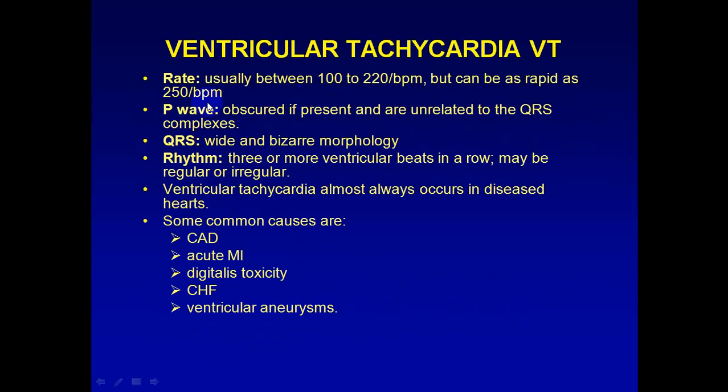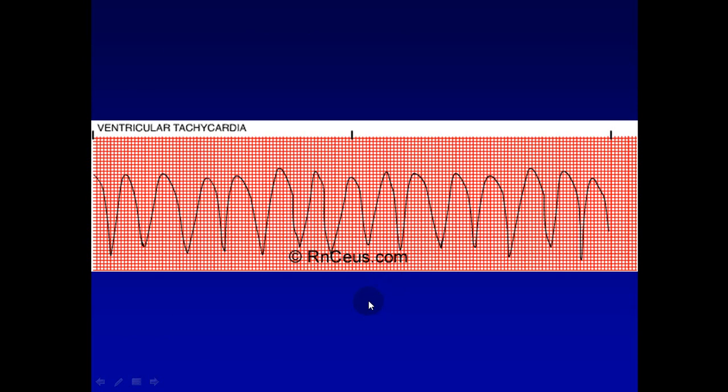Ventricular tachycardia rate is usually between 100 to 120, even more. There is no P wave, the QRS complex is wide with bizarre morphology, and the rhythm has 3 or more ventricular ectopics coming in a row, lasting more than 30 seconds. Ventricular tachycardia, as we said, is almost always pathological. The most common causes are coronary heart disease, acute MI, digitalis toxicity, congestive heart failure, ventricular aneurysm, and others. Usually the patient is hemodynamically unstable and needs urgent intervention.